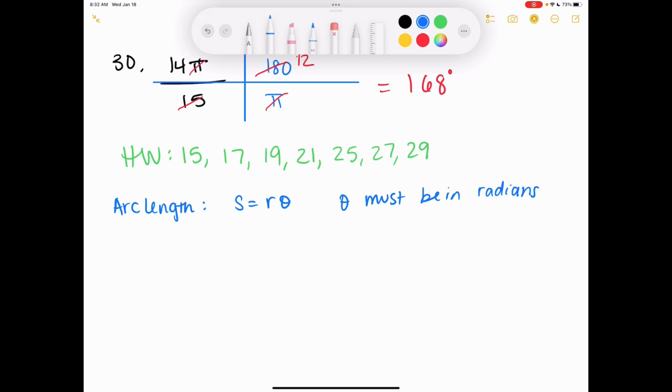And then area is A equals 1/2 R squared theta. Or sometimes once you found arc length, people will rewrite it as area is equal to 1/2 RS.